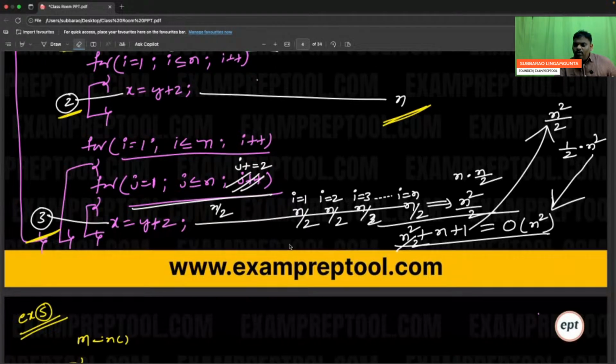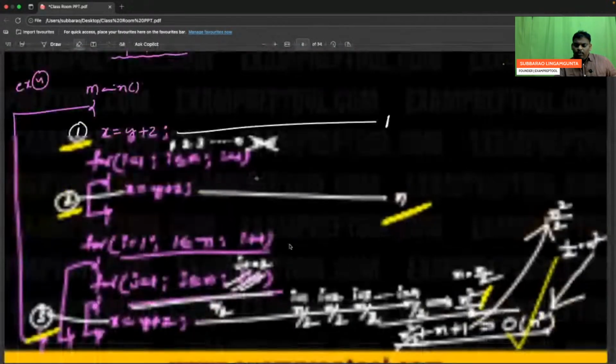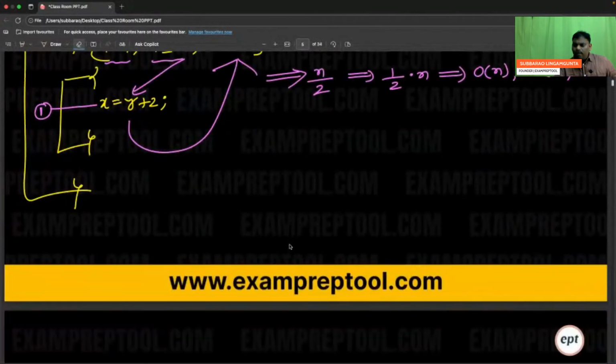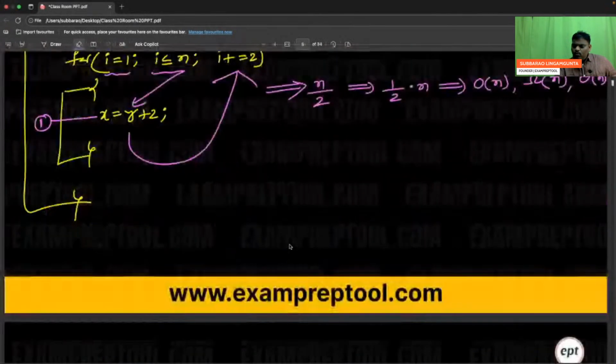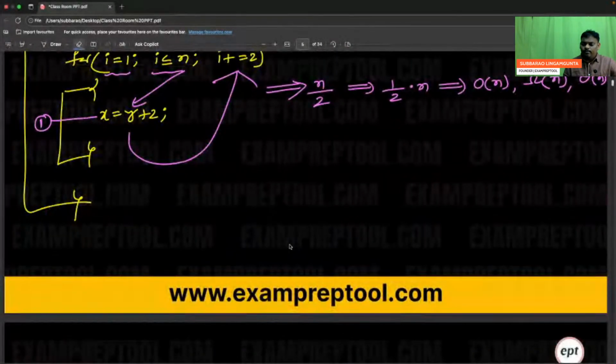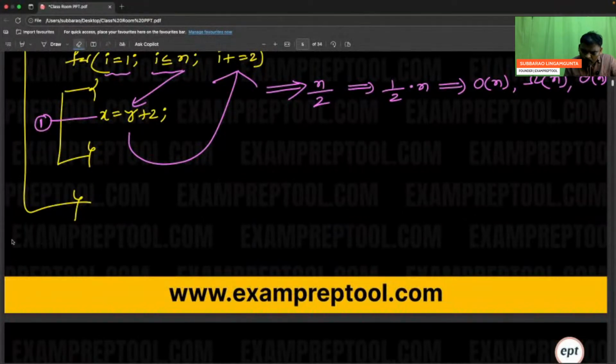I hope everyone got it. So let's move to the next problem. You have really done decent work. Let's move to the next problem. I think the fifth one is over. Let's go to the sixth one. Be careful, everyone.